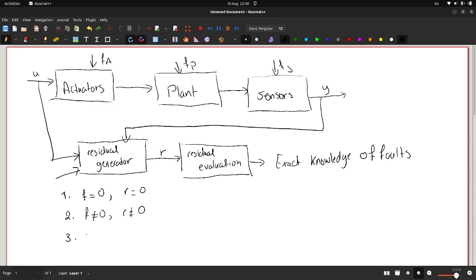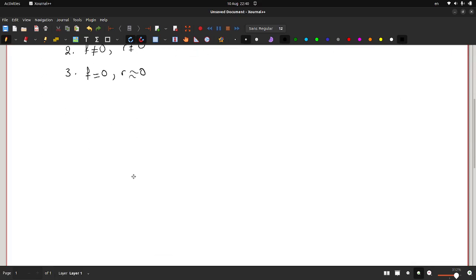in real life it is difficult to satisfy the condition that if f equals 0, then r should be 0 as well. So the third condition is if there are no faults, which means f equals 0, then r should be approximately equal to 0. Today we will discuss the first idea of how to generate the residual signal r through the full order observer.